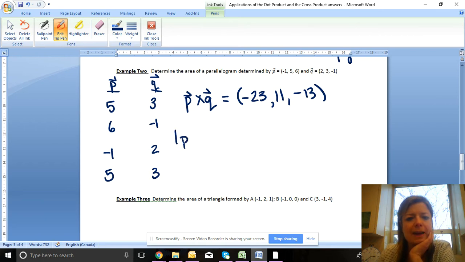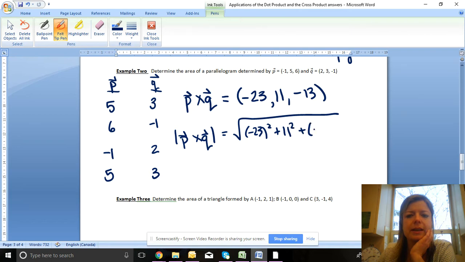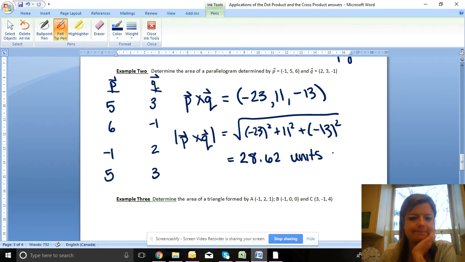So now we do the magnitude of that cross product. That's the square root of negative 23 all squared plus 11 squared plus negative 13 squared. So that gives us approximately 28.62 units squared, or square units.